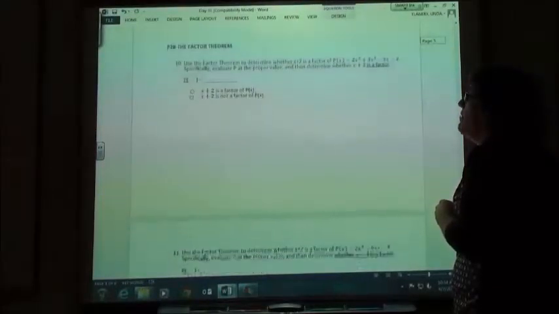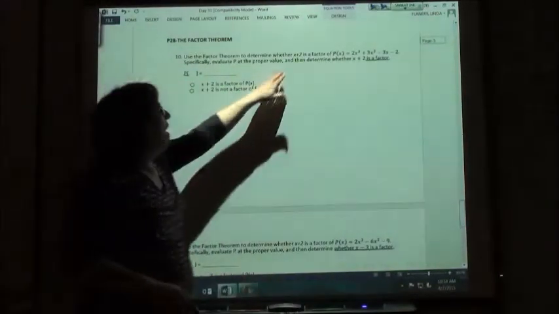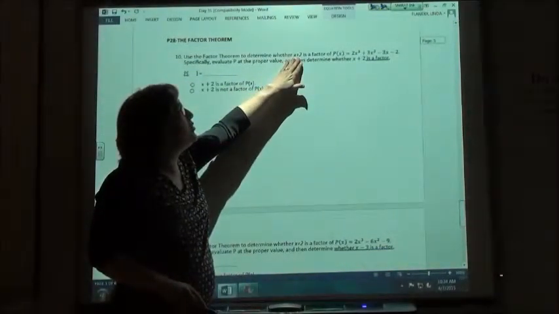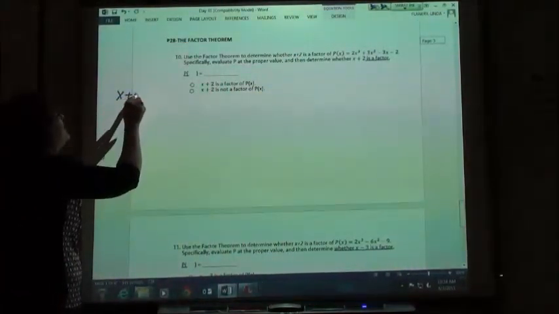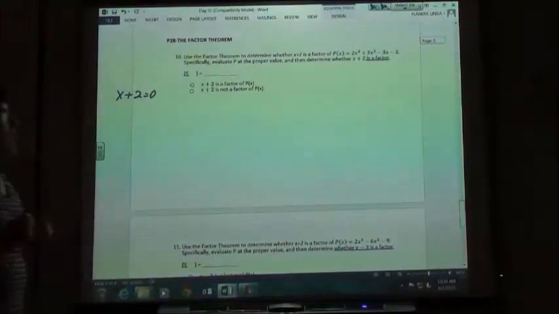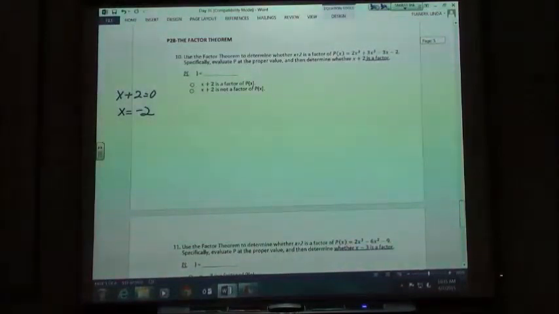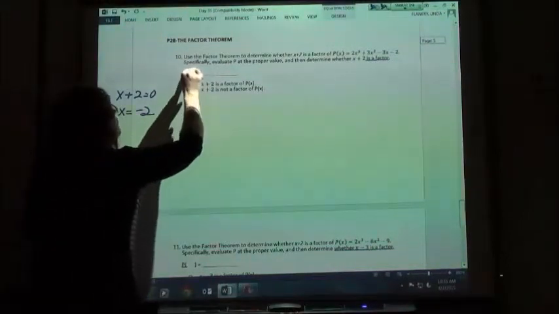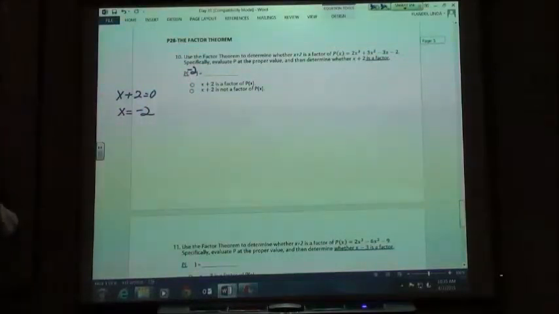This has to do with the factor theorem. The factor theorem says that if I have a factor of x plus 2, and I set that equal to 0 and solve, x would equal negative 2. If my factor is x plus 2, then x is equal to negative 2. If I do p of negative 2, and they're going to make you type that in behind the parenthesis, if I get an answer of 0, then it is a factor. If I get any number other than 0, it's not a factor.